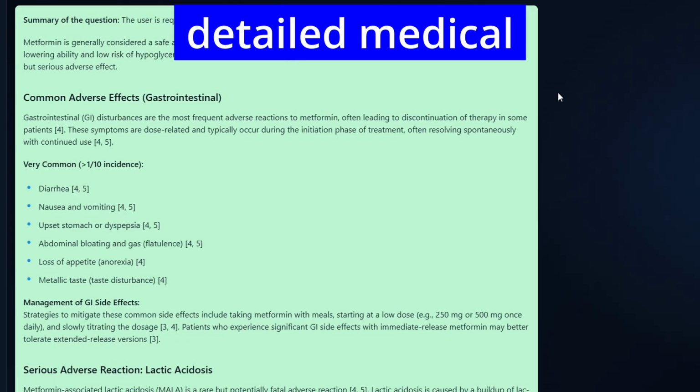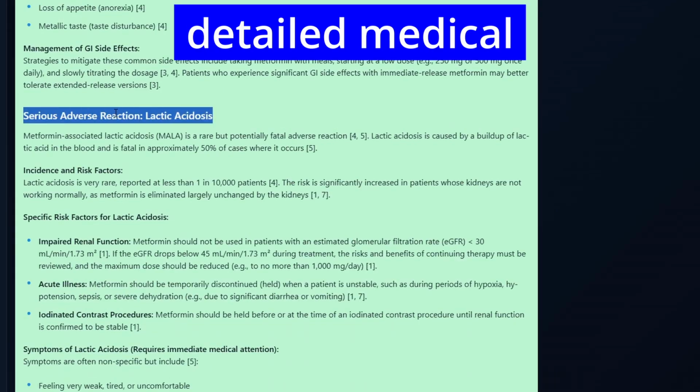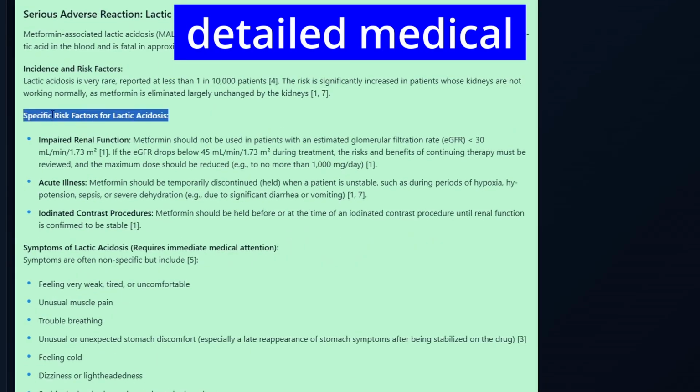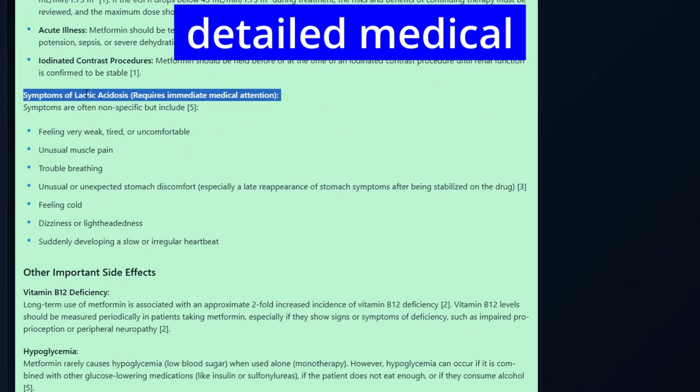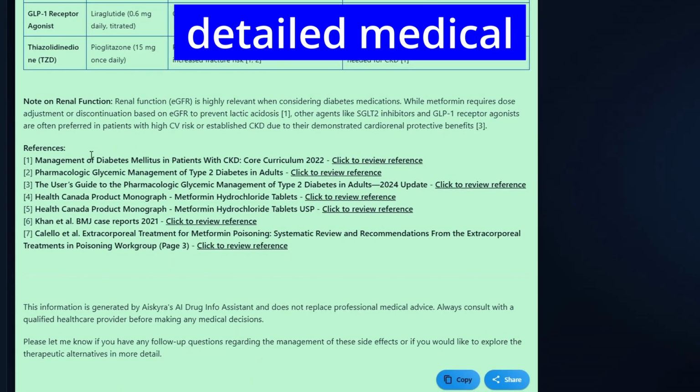The first answer is Detailed Medical, and you can see the answer is categorized by common adverse effects, severe adverse effects such as lactic acidosis, risk factors for lactic acidosis, symptoms of lactic acidosis, other side effects, as well as therapeutic alternatives if someone's intolerant to metformin, and then all of the references used to generate the answer.